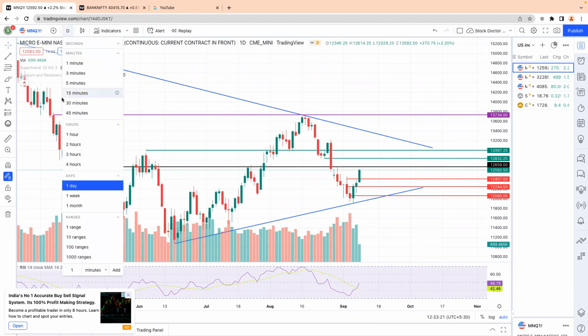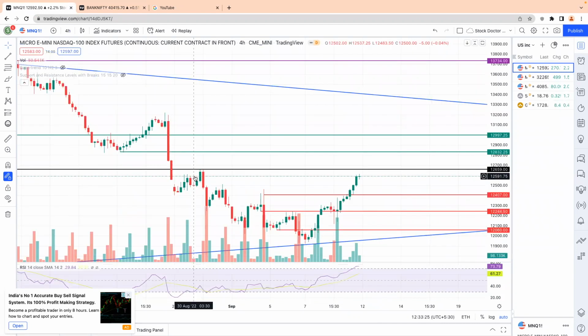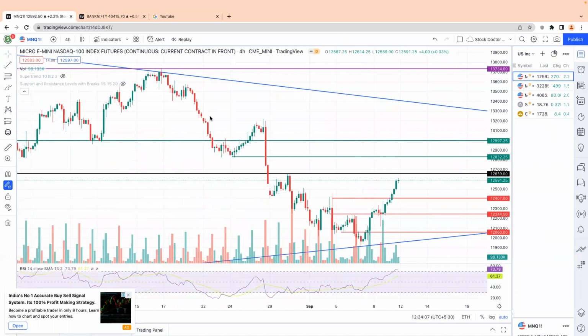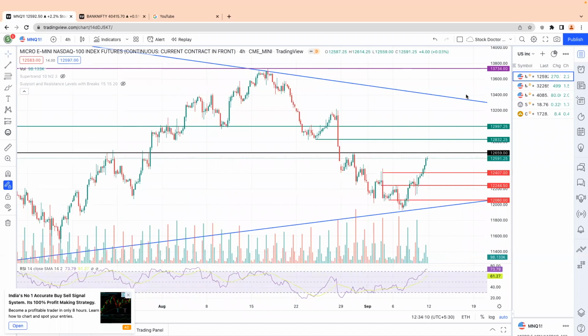Now let's convert this chart into 4 hourly, and I want to give you those levels. I am looking at the level of 12,650. If we cross 12,650 and sustain above it, then we will go towards the first target of 12,800 and the second target of 13,000. These are the two short-term targets I am looking for. This will be a short-term bullishness, and the complete bullishness in the market will come once we start studying 13,700.